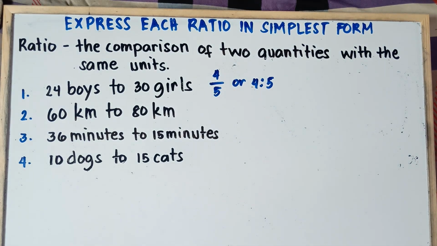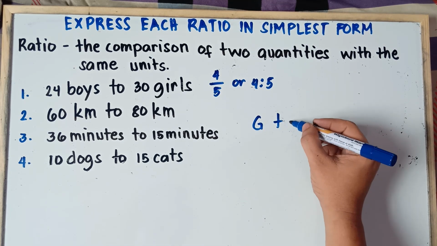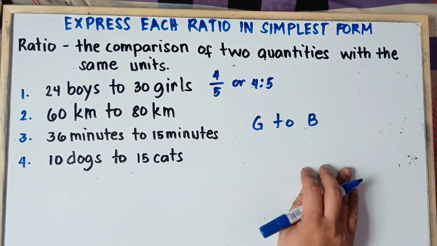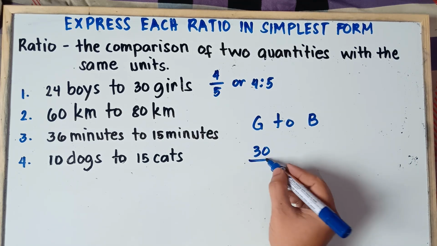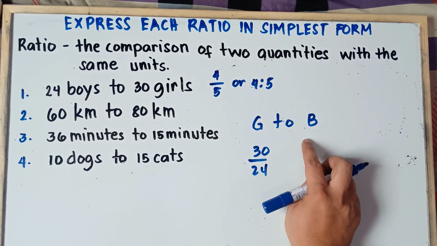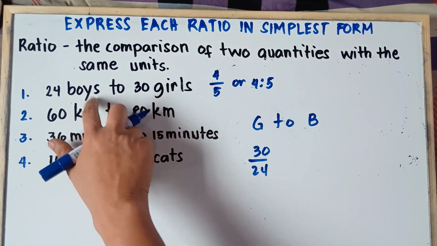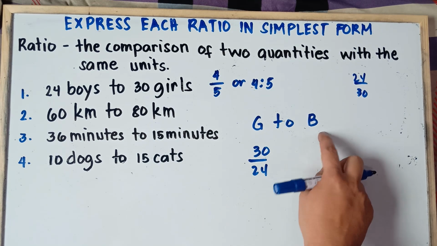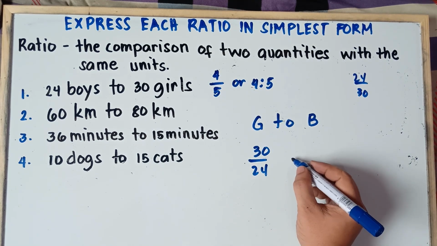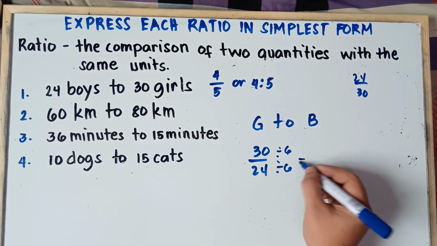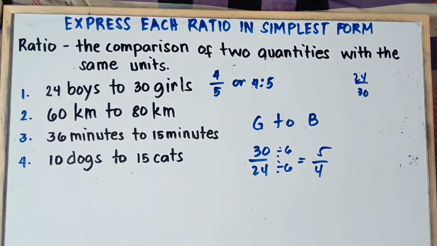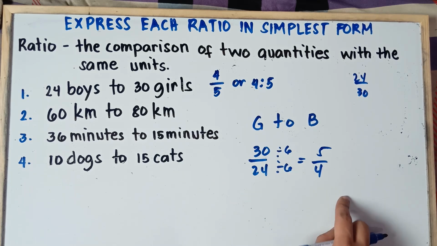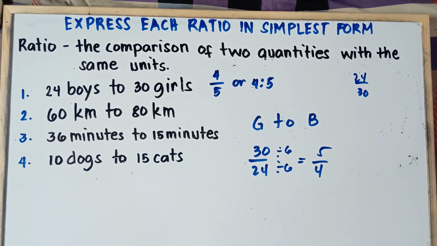Now, once again, class, in ratio, be careful with this one. If the teacher asks for the ratio of girls to boys, it should be 30 over 24. Now, since we have boys first before girls, boys to girls, that's why we have 24 over 30. If it's girls to boys, it should be 30 over 24. And our answer will be divide by 6, divide by 6, that would be 5 over 4. 5 is to 4, if that would be girls to boys. So be careful, class, in ratio.